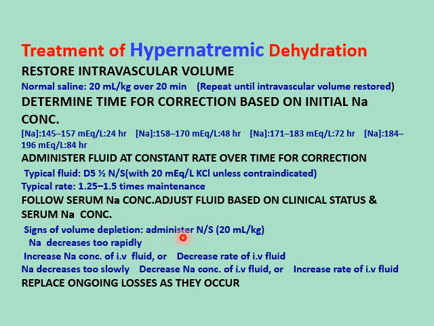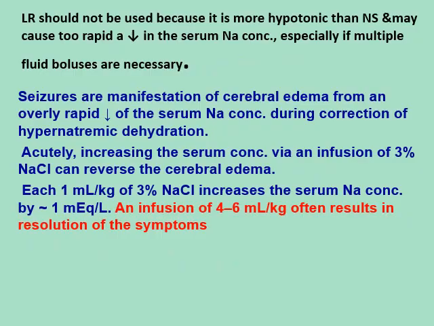Signs of volume depletion: administer a 20 ml per kg bolus. If sodium decreases too rapidly, increase the sodium concentration of the IV fluid or decrease the rate of IV fluid if the serum sodium is not well controlled. Either increase or decrease the rate of fluid. If sodium decreases too slowly, decrease the sodium concentration of the IV fluid administered, or increase the rate of IV fluid given. Replace ongoing losses as they occurred before.